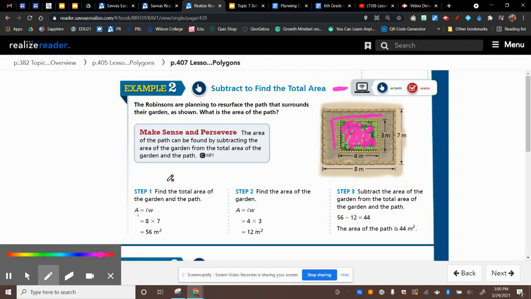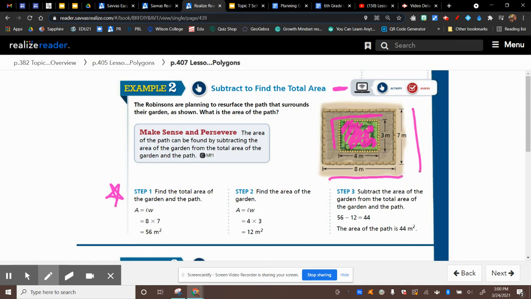It says the area of the path can be found by subtracting the area of the garden from the total area of the garden and path. Step 1 is to find the total area of the garden and path. And to do that, we just do the length times the width, which is 8 times 7, which is 56 meters squared. The second step is to find the area of the garden, which is inside the path. So we look at 4 times 3, which is 12 meters squared.